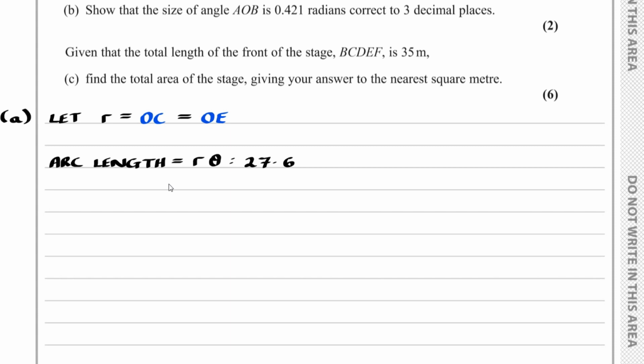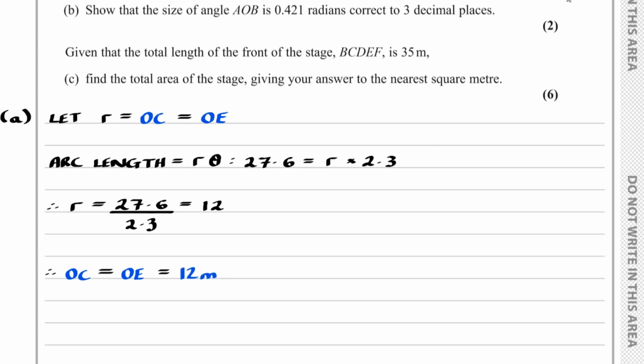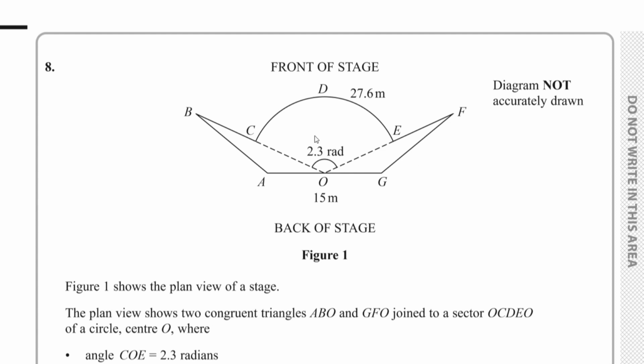So we've got the arc length 27.6, and this is equal to r multiplied by theta, which is 2.3. And so if we solve, r is equal to 27.6 divided by 2.3, and if we work this out, we get 12. So OC, which is the same as OE, is equal to 12 meters. And if we show this on the diagram, we have OC, which is equal to OE, which is 12 meters.